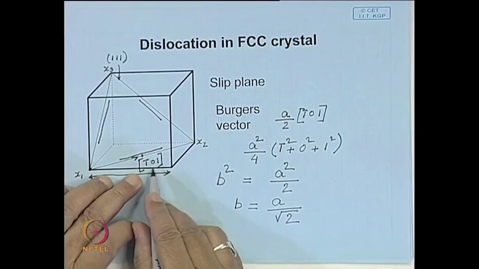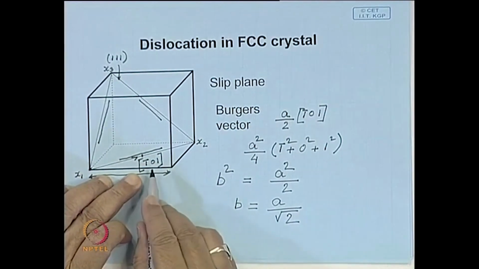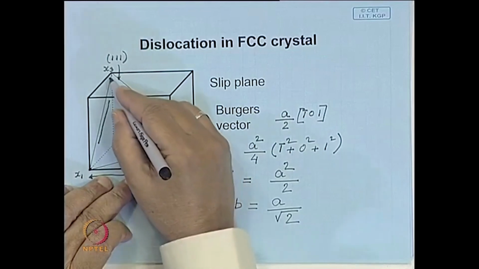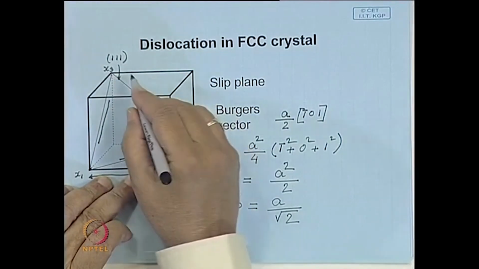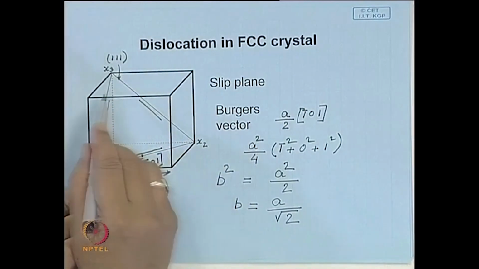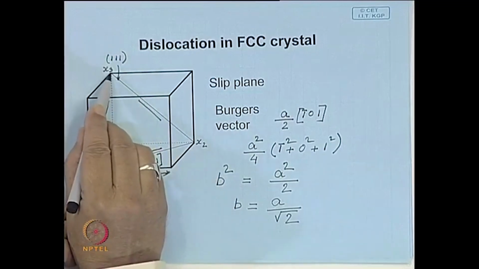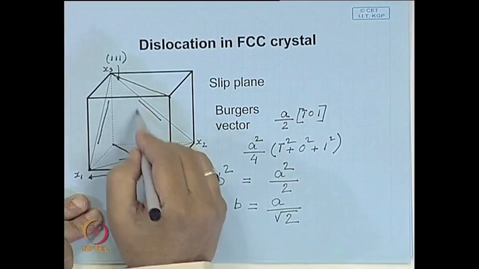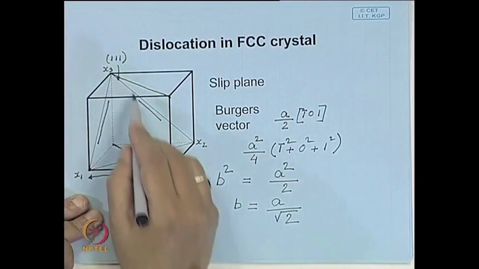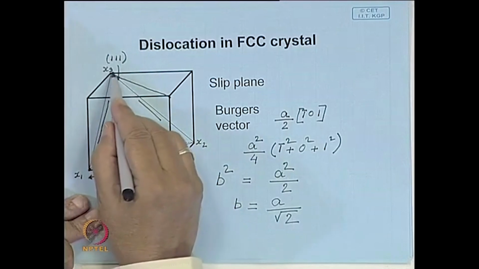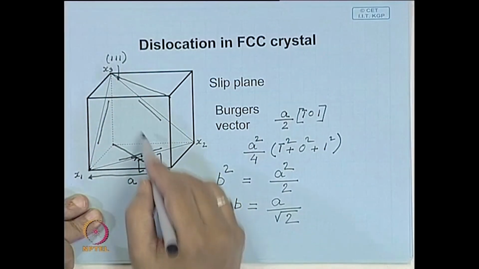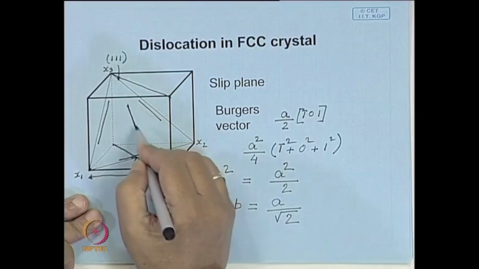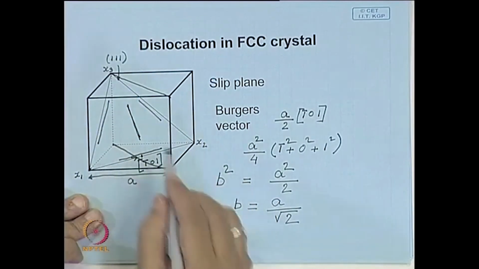But if it has to be an edge dislocation, in that case, it must lie in a direction which is on this plane, but it must be something like this. So, you visualize this plane. You intersect this plane along a particular direction, and this is a direction which lies on this plane, but perpendicular to this, which is quite easy to check.